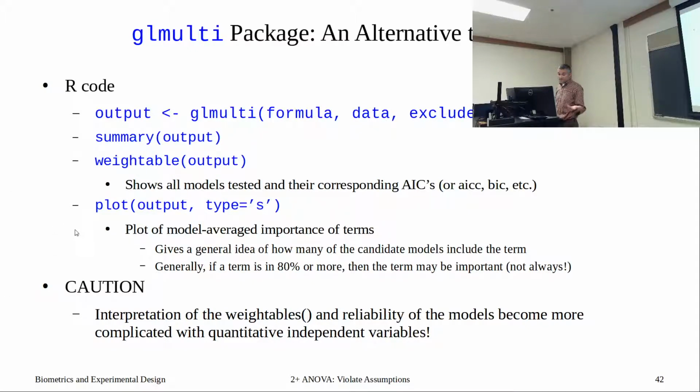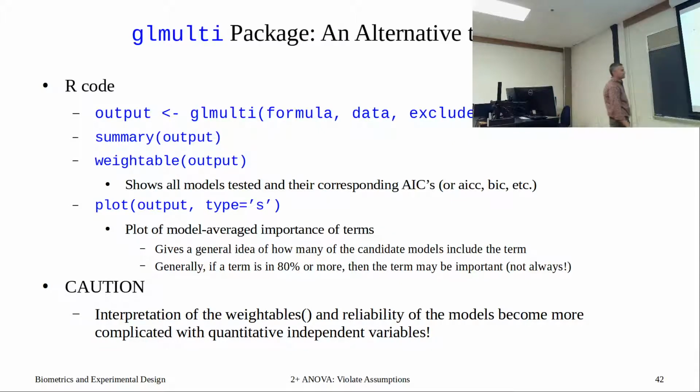Once we have that output, we can view the summary, the weight table, and we can also do a plot of the output. The plot is going to give us model average importance of terms. It gives us a check of each of the variables in our data set to say, yeah, we should probably include this, or no, we should probably not. As I put up here, the general idea is that if a term appears in 80% or more of our best fit models, then it's probably an important term. It doesn't always have to be, but we should probably keep it.